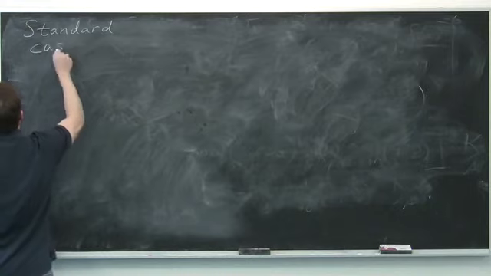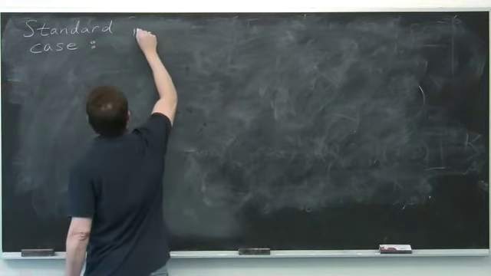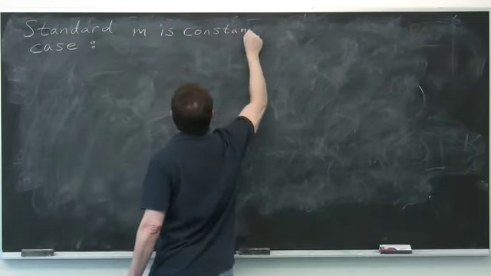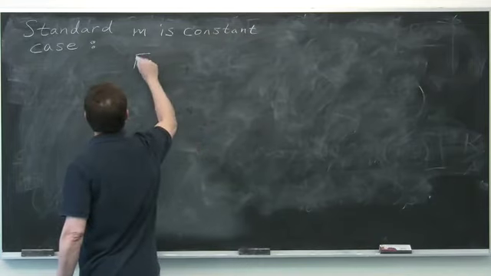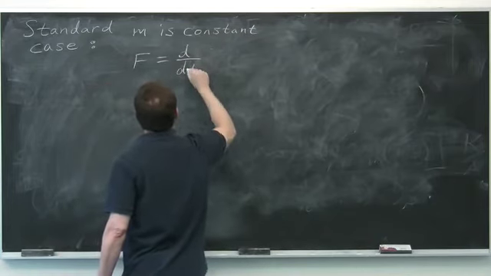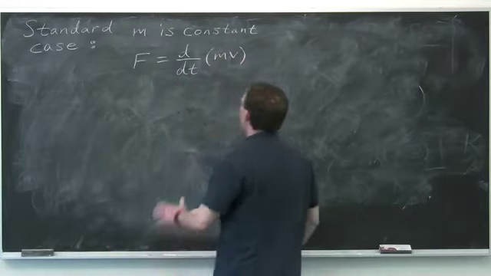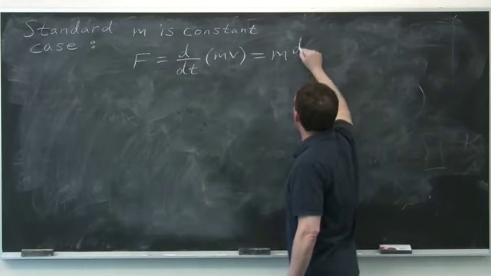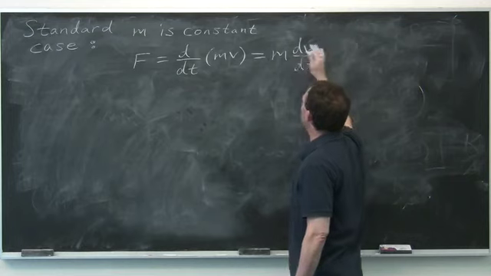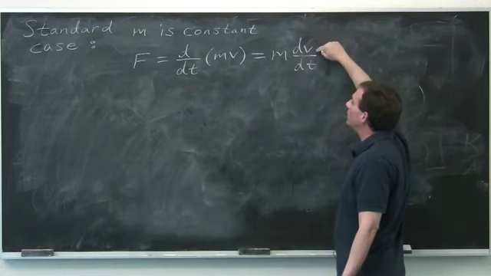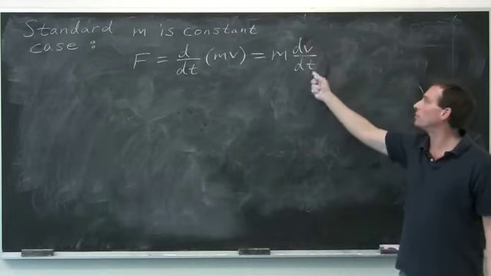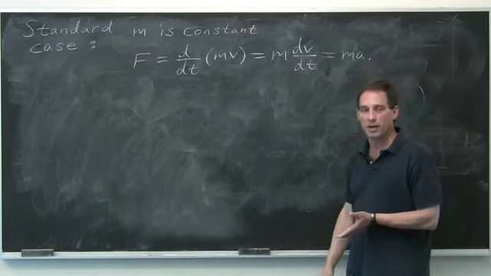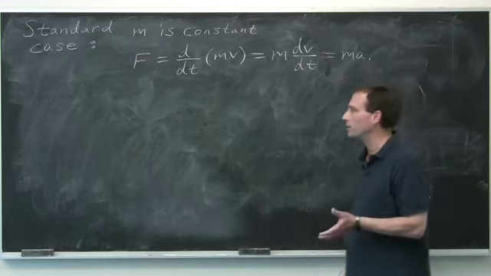But the standard use, in the standard case, m is constant. So you have a constant mass. And then this becomes F equals the derivative with respect to time of m times v. But we know that the derivative of a constant times something, you just pull the constant out and take the derivative of the other thing. So you get the mass times the derivative of the velocity with respect to time. But this is the instantaneous rate of change of velocity with respect to time. That's the acceleration. And so you get the very famous, easy to remember, F equals ma. The sum of the forces equals the mass times the acceleration.